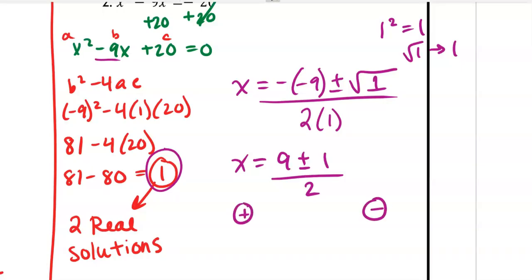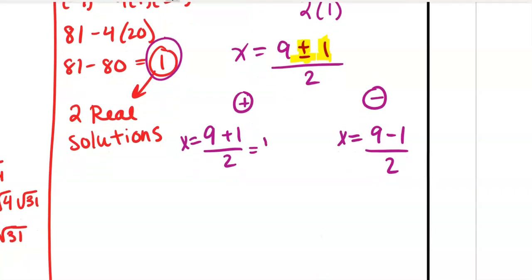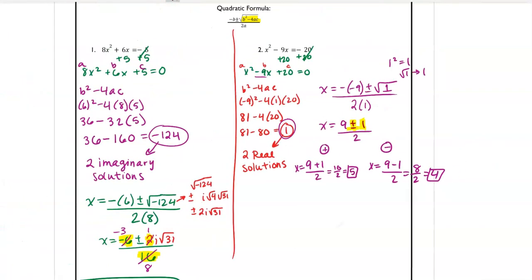But notice how we have a positive 1 and we have a negative 1. So we're going to do our positive and negative solution, where we have x equals 9 plus 1 over 2 and x equals 9 minus 1 over 2. 9 plus 1 is 10. 10 over 2 is 5. 9 minus 1 is 8. Over 2 is 4. So our two solutions for number 2 are 5 and 4.